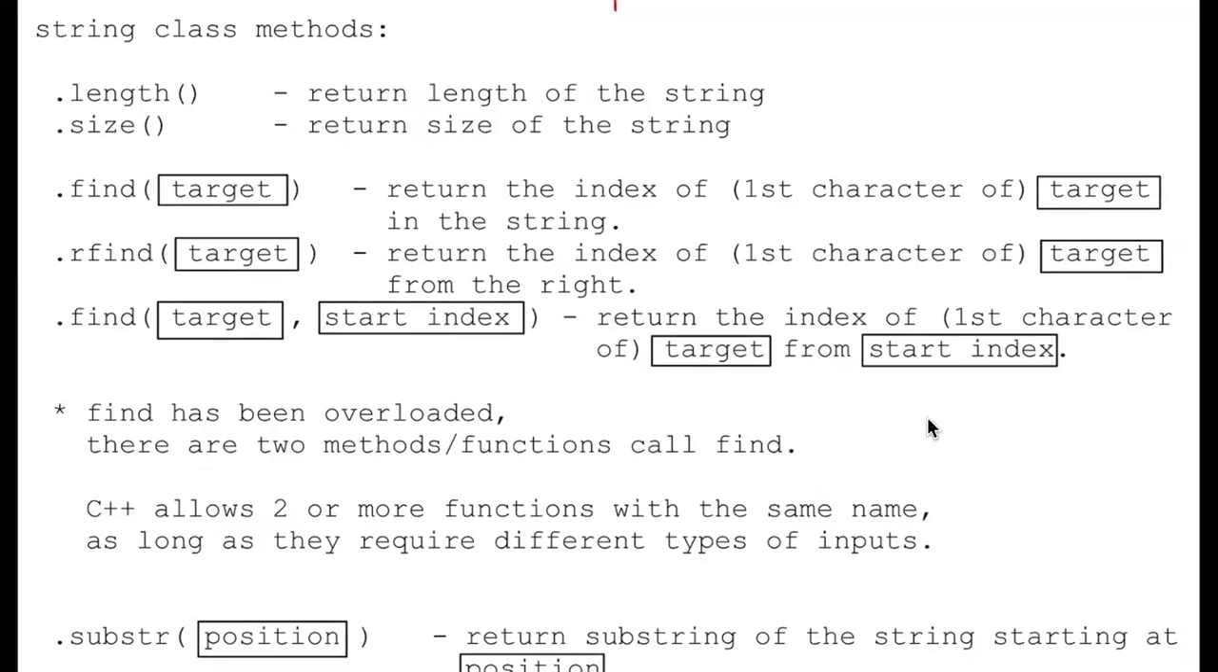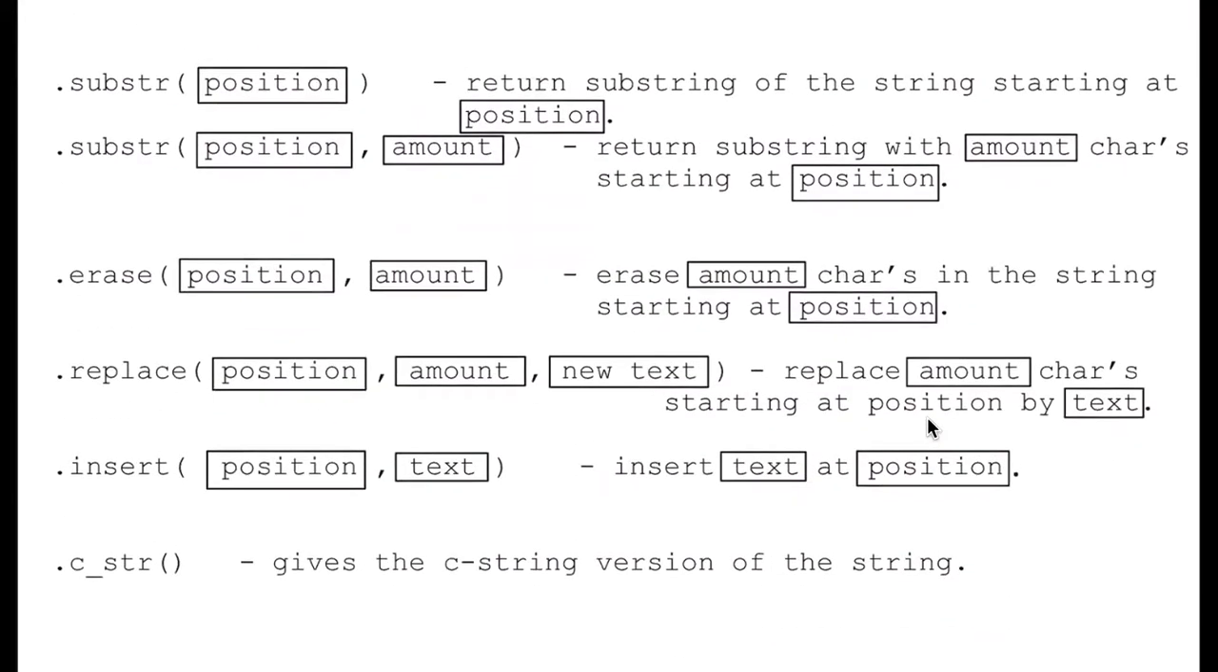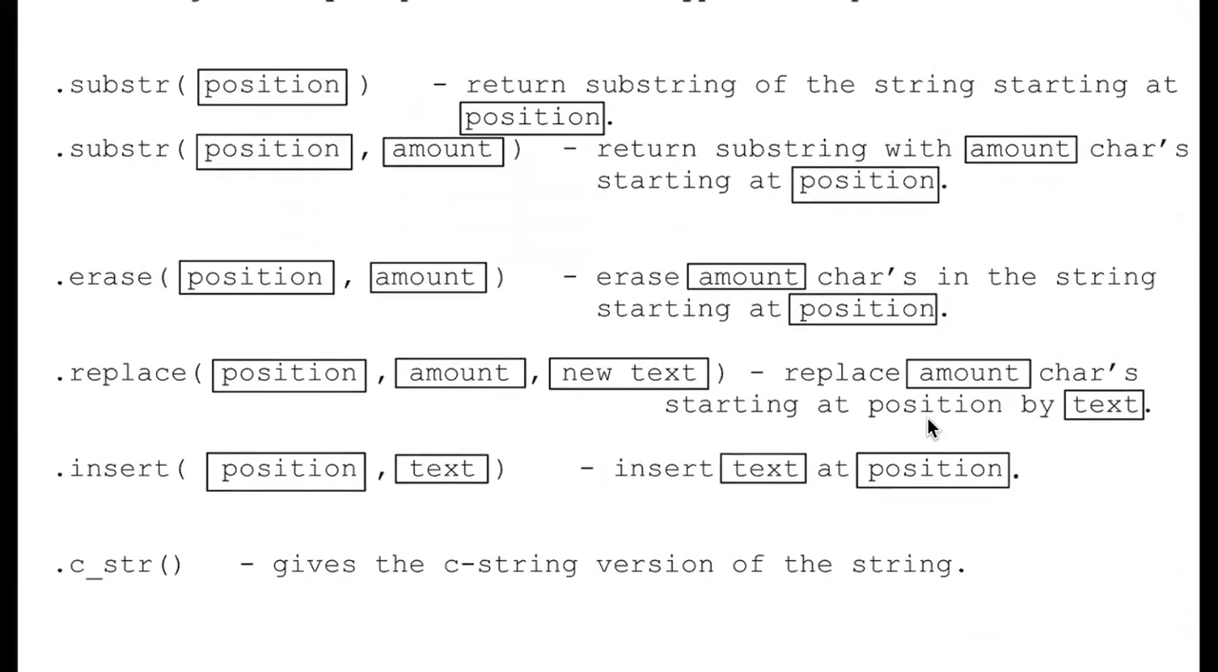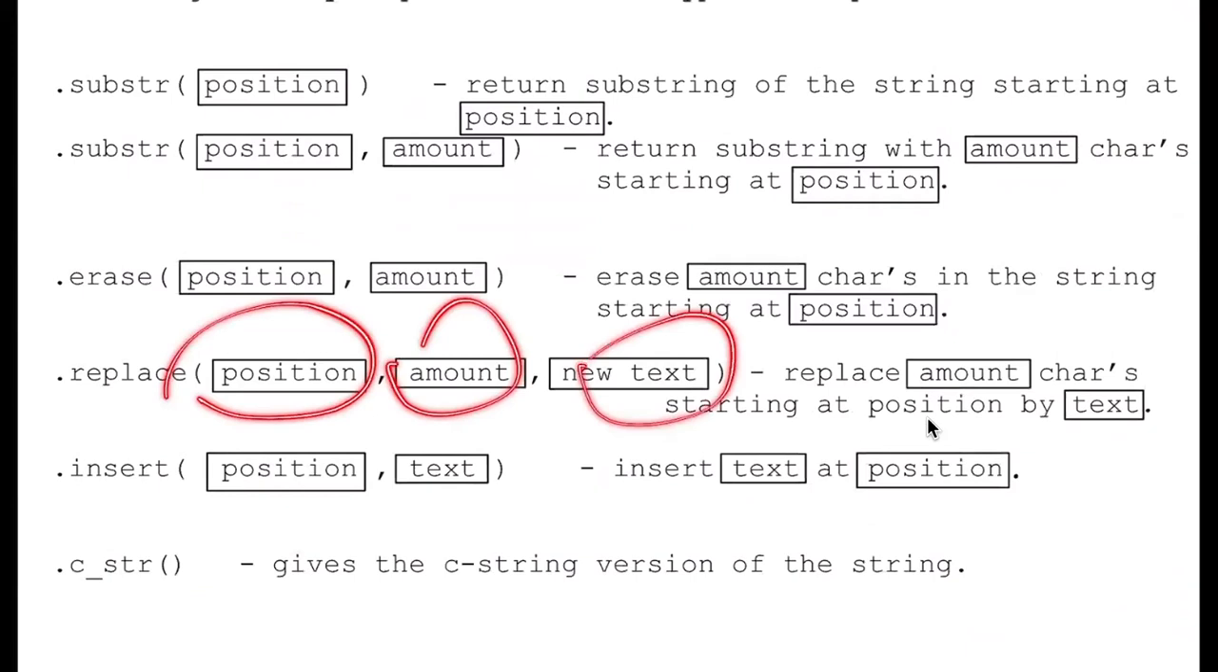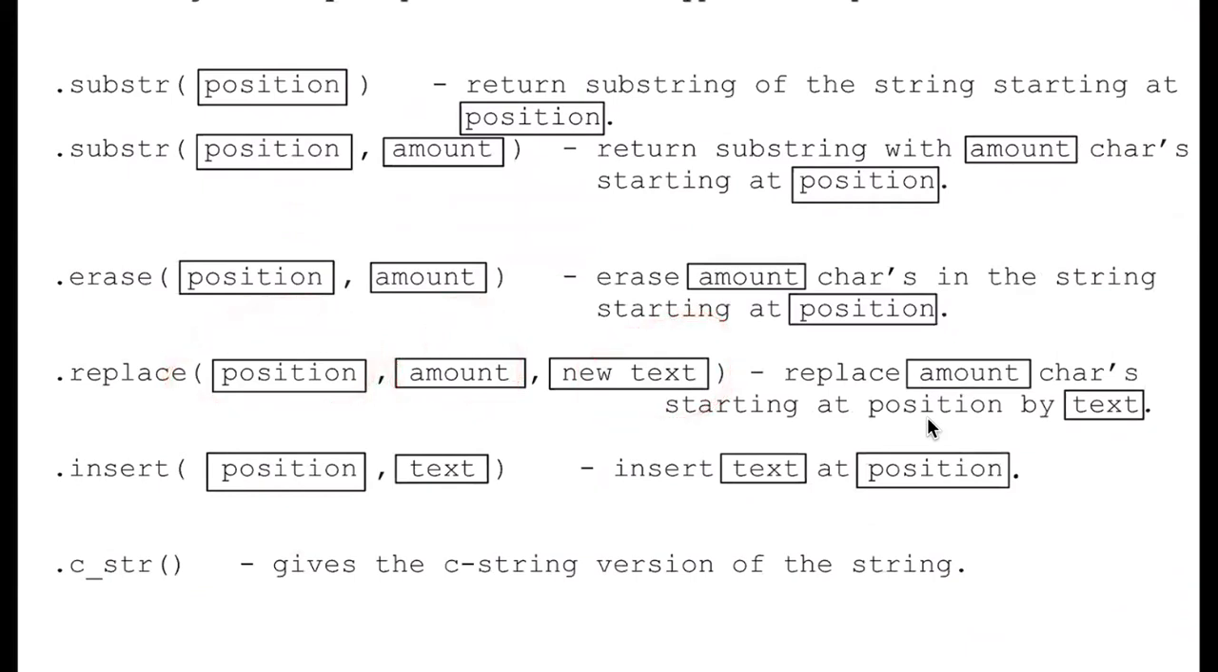Okay, can everyone see the boards here? So the replace will have 3 arguments. Right, so the first integer here tells you the position you are looking at. So you will go to that index and then count that amount of characters, and those characters will get replaced by the new text.